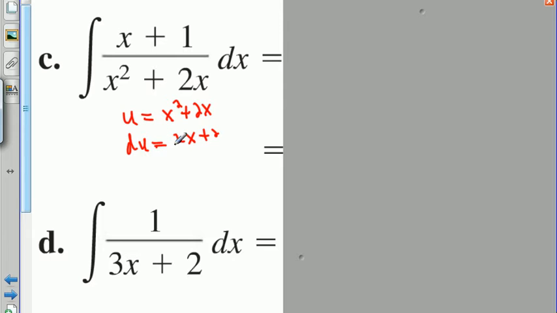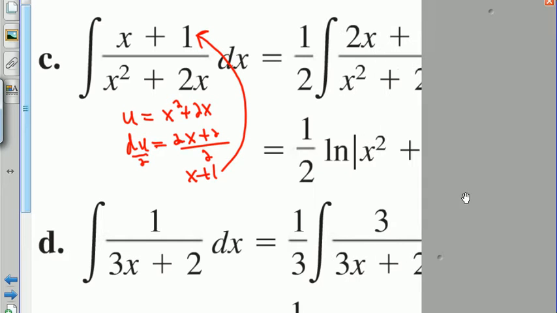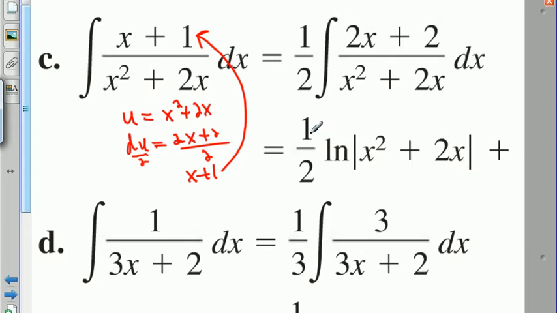And you don't really want those 2's in there, right? So if you just divide by 2 on both sides, you're going to get x plus 1, which is what you wanted. So that's the idea. So it's going to be ln of x squared plus 2x, but there's going to be a 1/2. There's that 1/2 you can see from here, the du over 2. So hopefully that makes some sense.